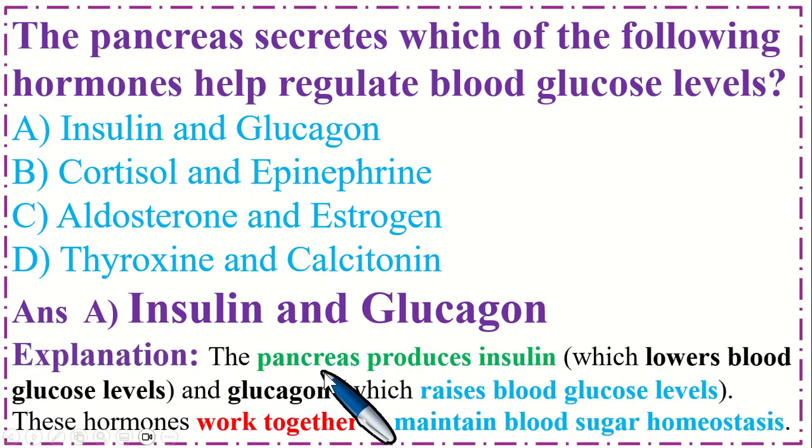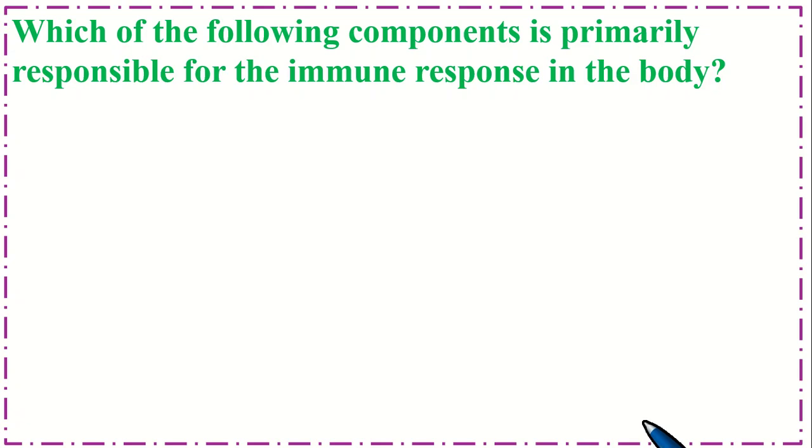The pancreas produces insulin, which lowers blood glucose level, and glucagon, which raises blood glucose level. These hormones work together to maintain blood sugar homeostasis. So dear students, this is a very important MCQ.